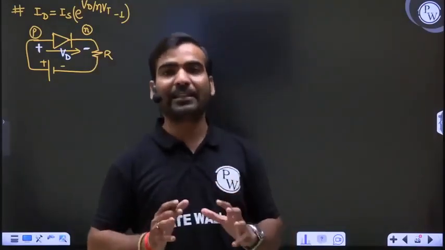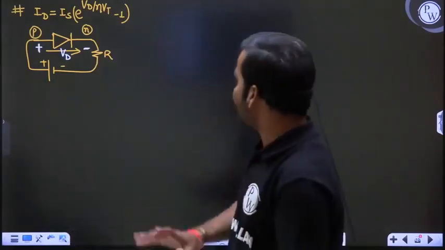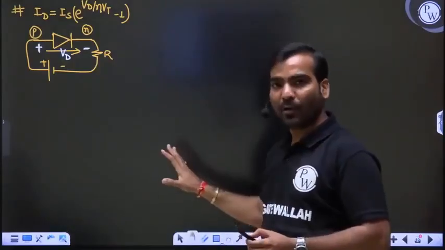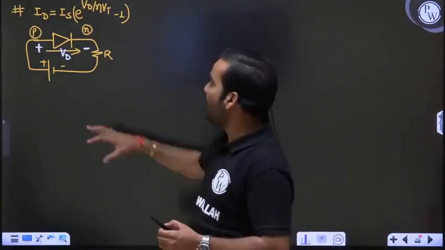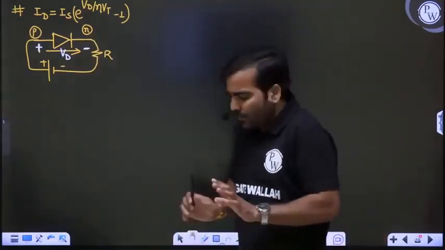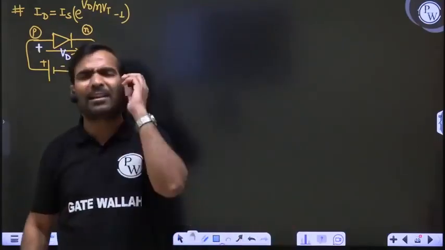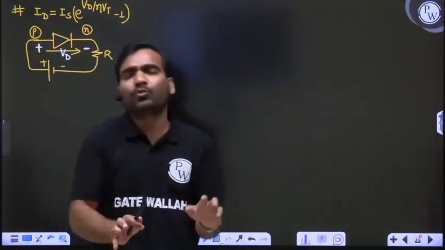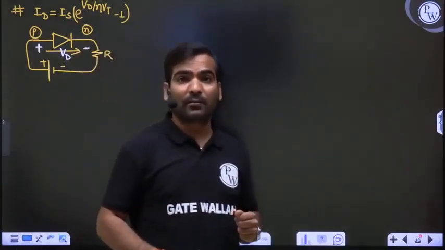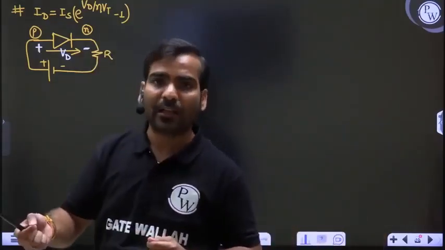So you just have to understand what I am writing on the board. Writing on the board means some application, some concept you have to understand. What is VT? Just forget T upon 11,600. I am happy like that. What is IS? I have not told it in the class. No problem, because something is missing, that is IS, you will study it in electronic devices.